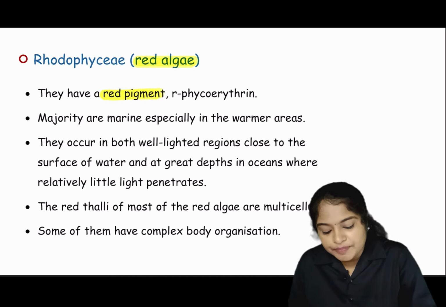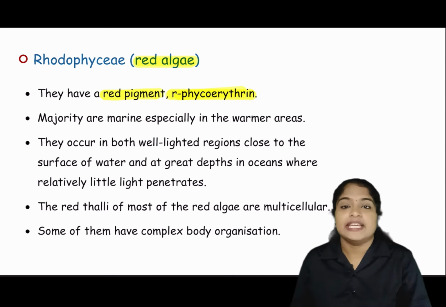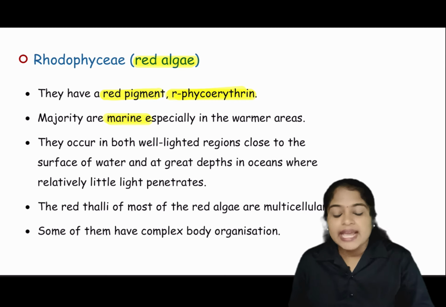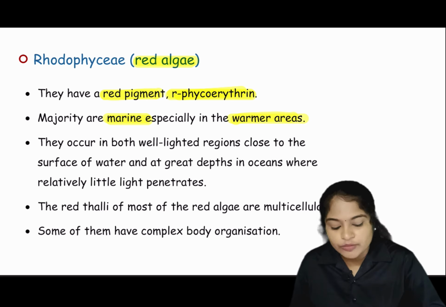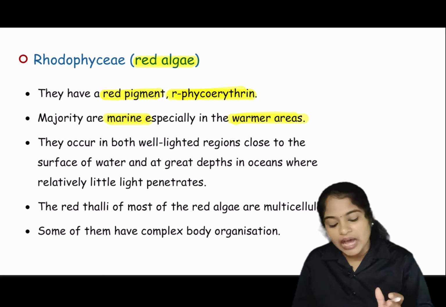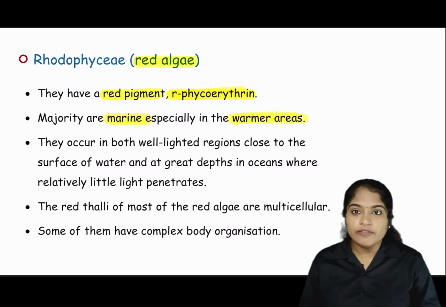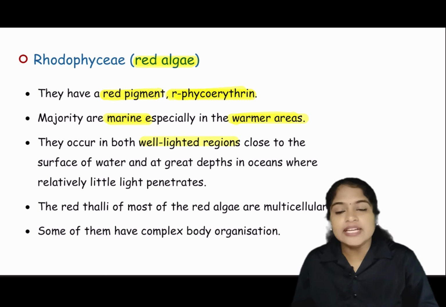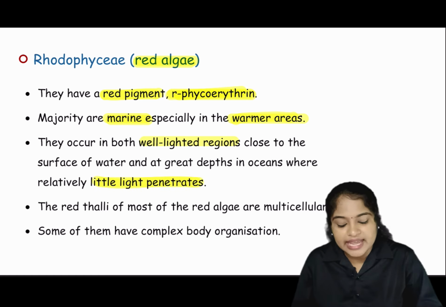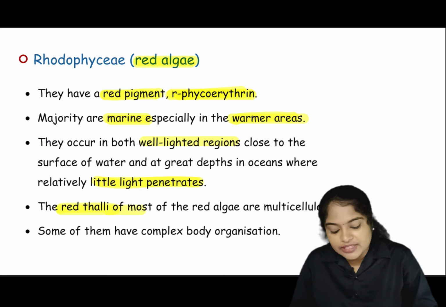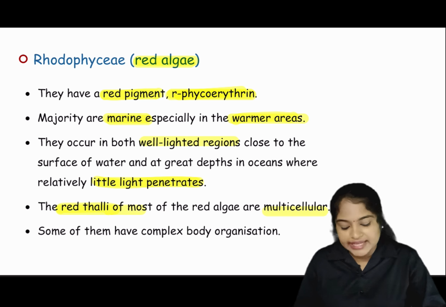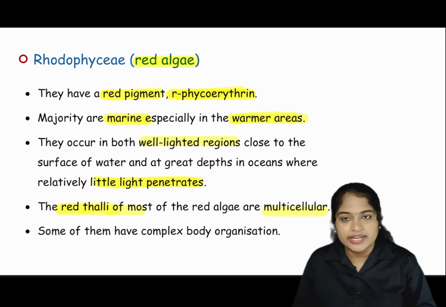They contain a red color pigment called R-phycoerythrin, and they are mainly marine, especially in the warmer areas. These Rhodophyceae occur both in well-lighted regions close to the water surface and also in great depth where little light penetrates. The red thallus of most of the red algae is multicellular. They are mostly multicellular algae, and some of them have very complex body organization also.